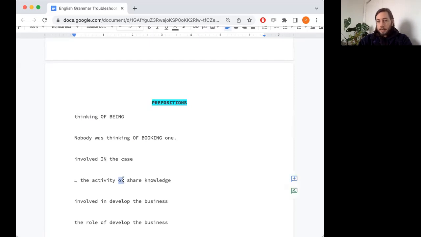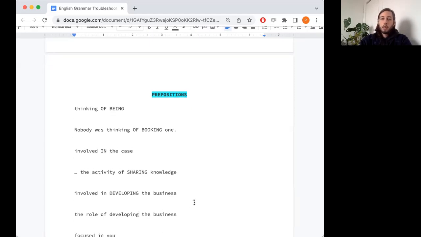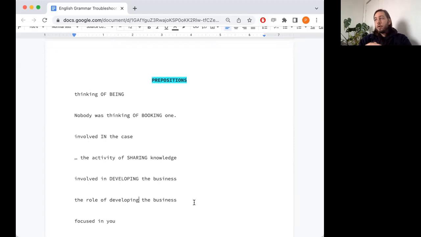All right. The next example, we have a preposition followed by a verb. So let's change that verb to the ing, the activity of sharing knowledge. Same thing here, involved in developing the business. And this one, the role of developing the business. So you can see that if you can work on your phonetic understanding of this, you might be able to make some steps here. Try it again. The role of developing.